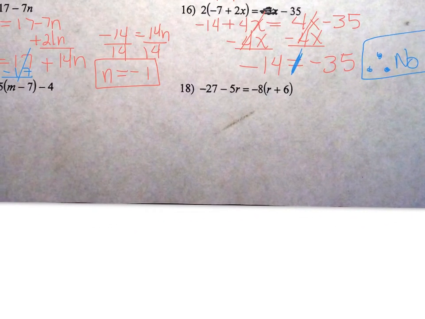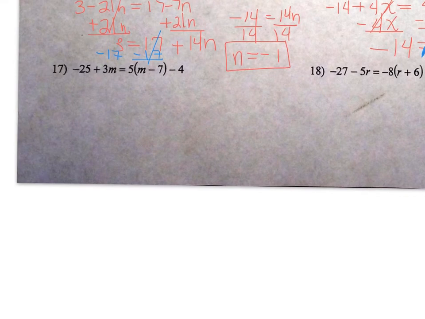Okay, and number 17, we're going to change that. Instead of the negative 25 plus 3m, we're going to make it negative 39 plus 5m.